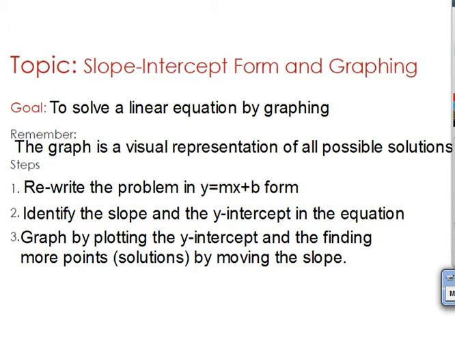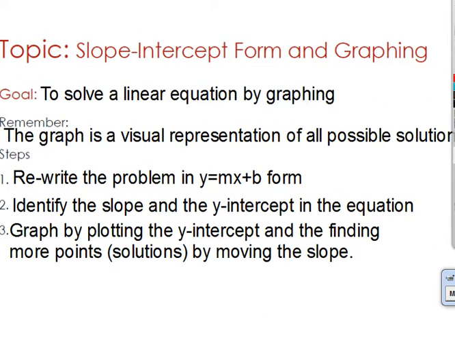We have a couple of steps that we're going to go through. First one is we will rewrite the problem in y is equal to mx plus b form. Then we will identify the slope and the y-intercept in the equation. Finally, we'll graph by plotting the y-intercept first, and then finding more points, more solutions, by moving the slope.